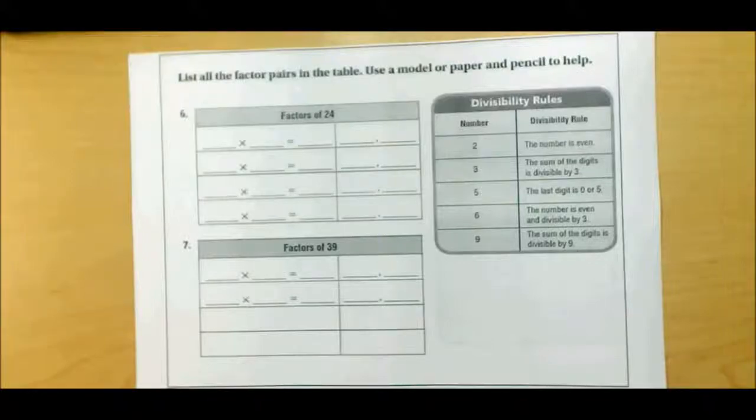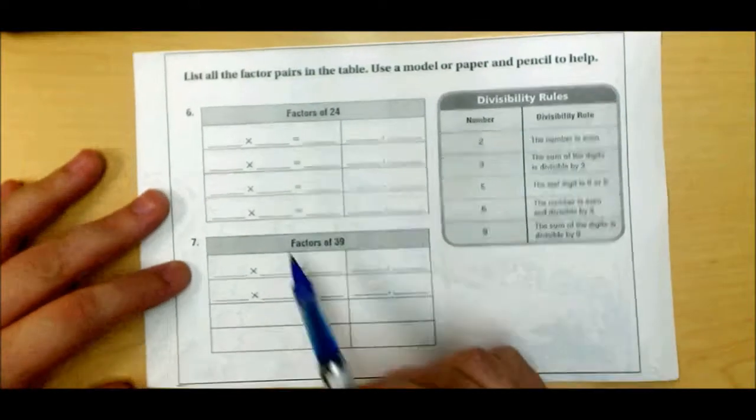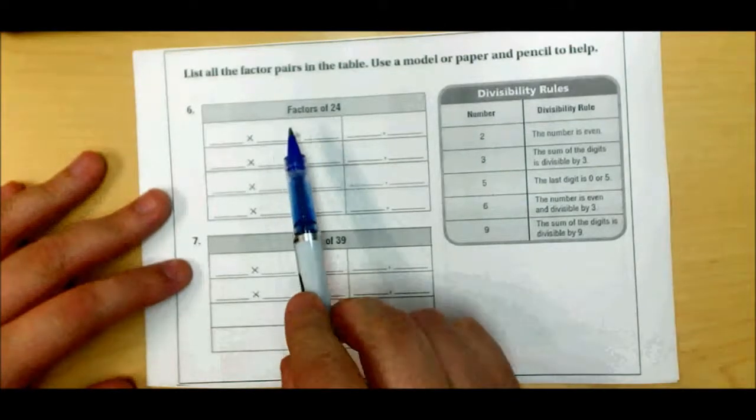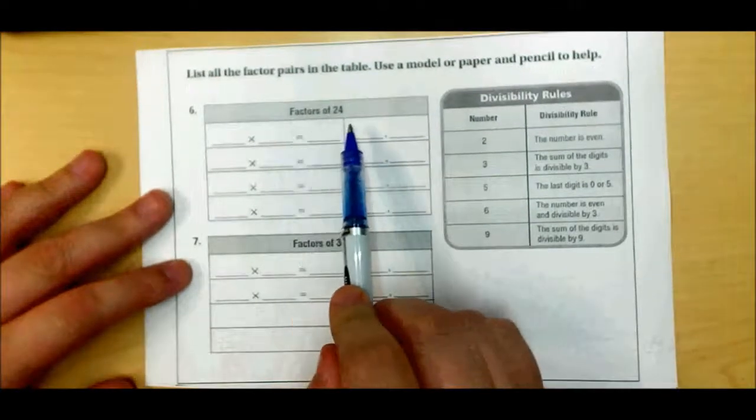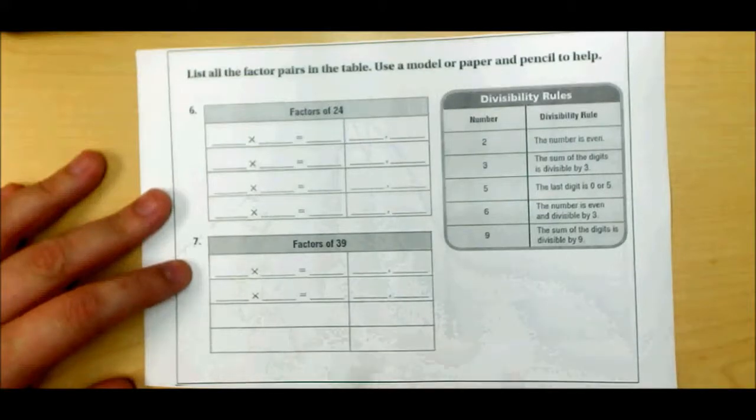I'm going to talk about factors and divisibility rules today. What I'm going to talk about here is very similar to what's on the homework. First thing it asks us to do is find the factors of 24. Okay. Now I'm going to demonstrate what they mean by that.